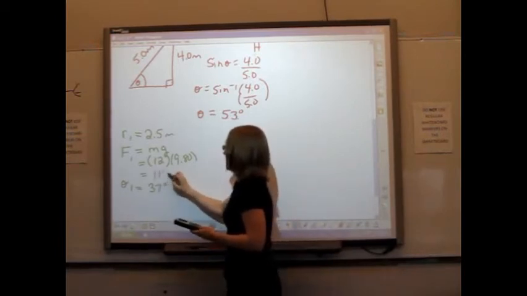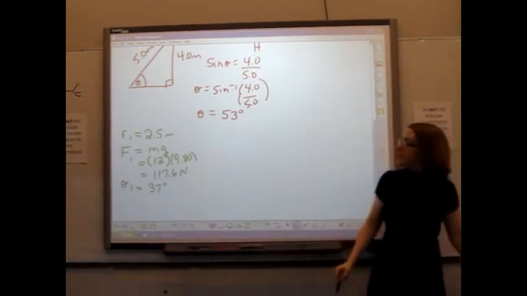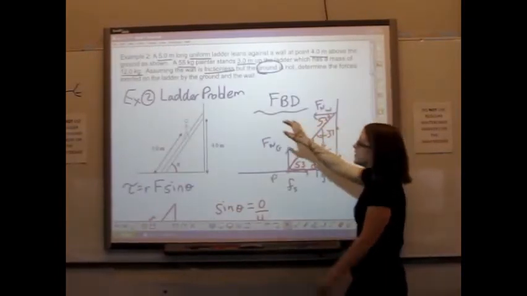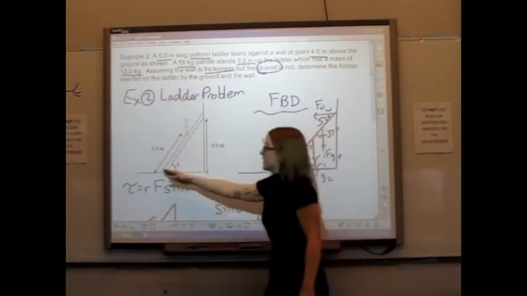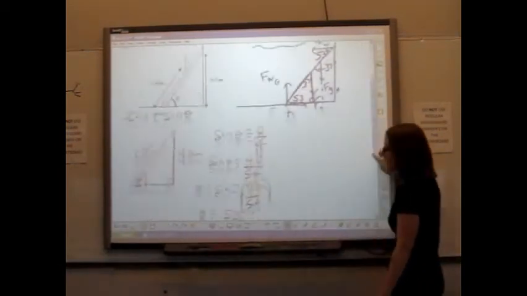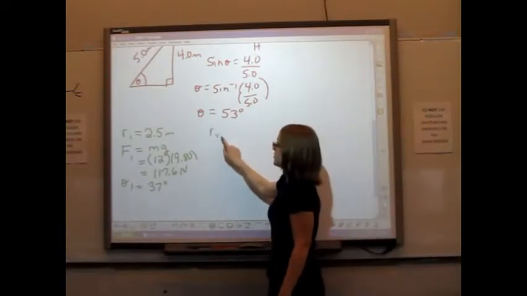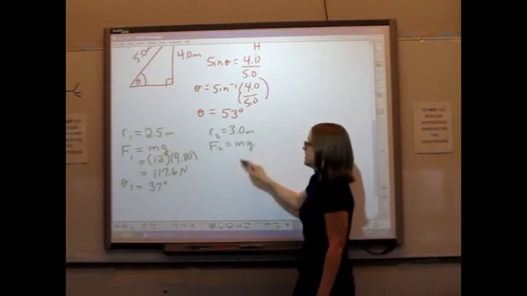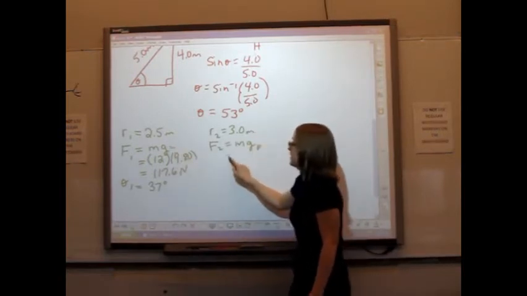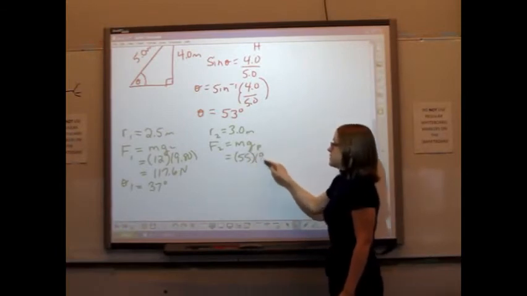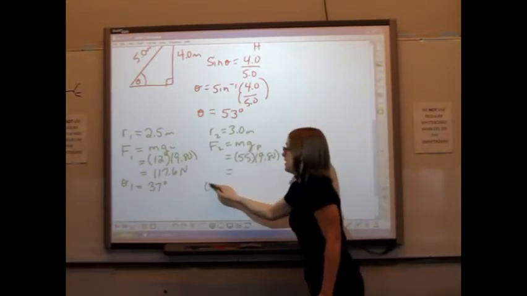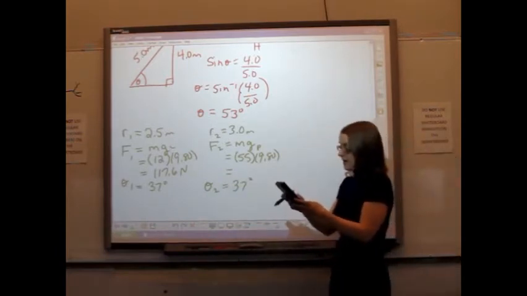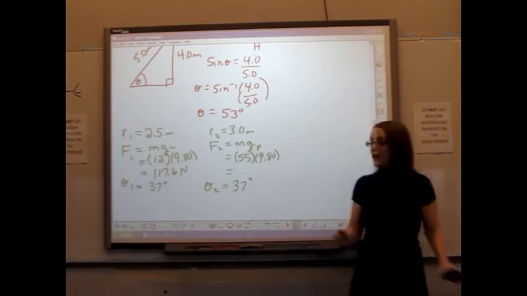So 117.6. So that's one of our forces. We have all the information we need. So now we go to force of gravity of our painter. And our painter is 55 kilograms. From the original diagram, the painter is 3 meters up the wall. So we have R2, 3 meters from the pivot. F2 is going to be mg of the painter. That one's of the ladder. So we have 55 times 9.8. And theta again is the same as the force of gravity that the ladder had. So we have 55 times 9.8, 539 newtons.